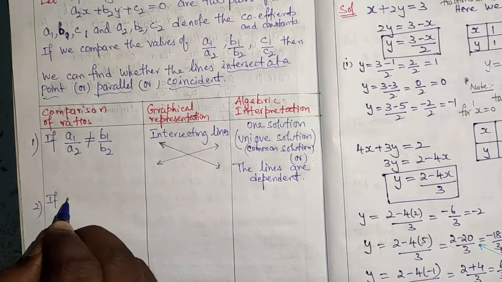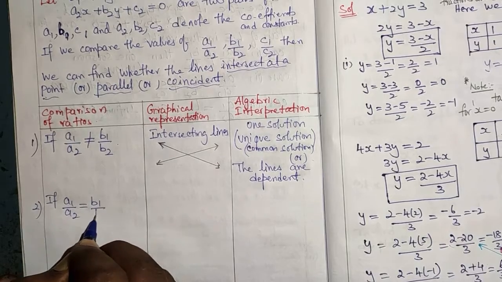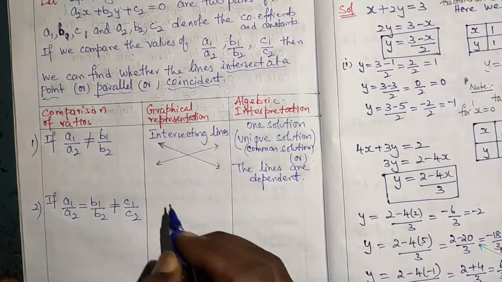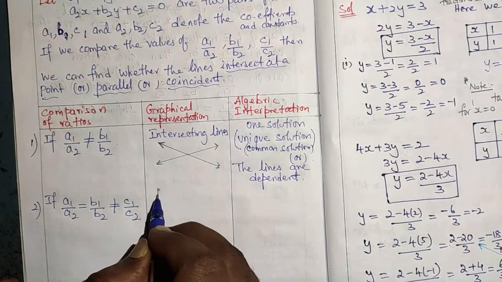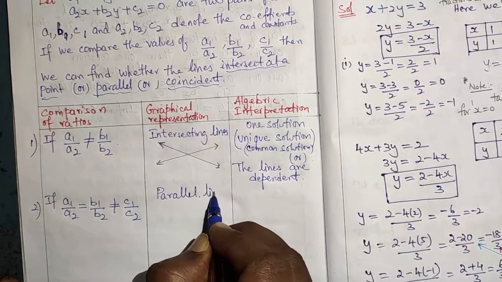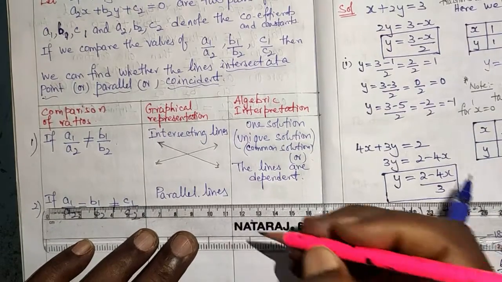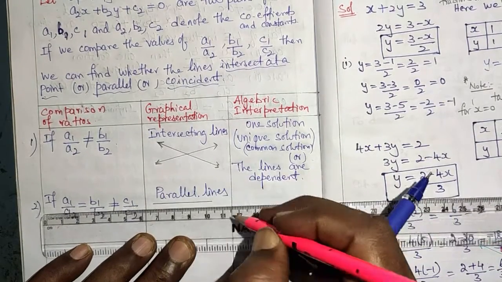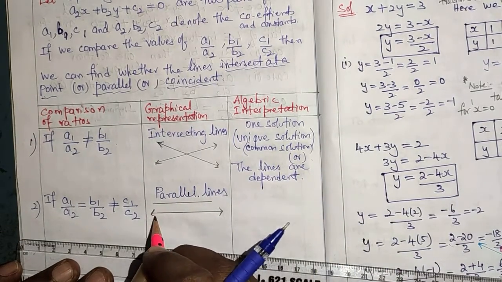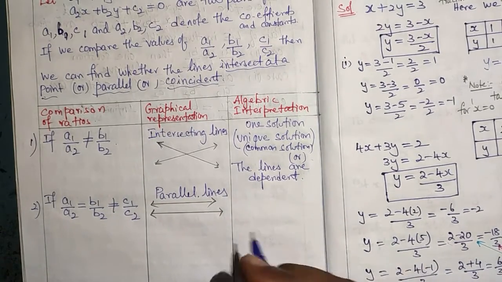What was the second observation? If a1 by a2 is equal to b1 by b2 is not equal to c1 by c2, then what is the graphical representation that we have seen? Then the lines are parallel lines. So I will write like this. This is just the pictorial representation. It will be good for you if you write the notes in this format. So these lines are parallel lines.